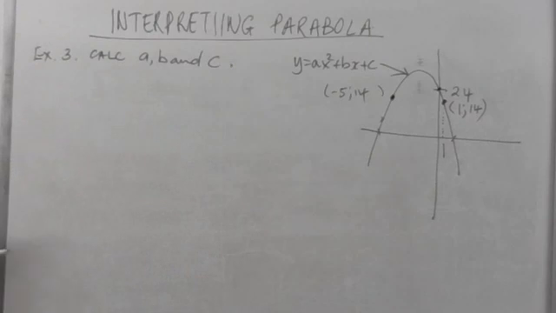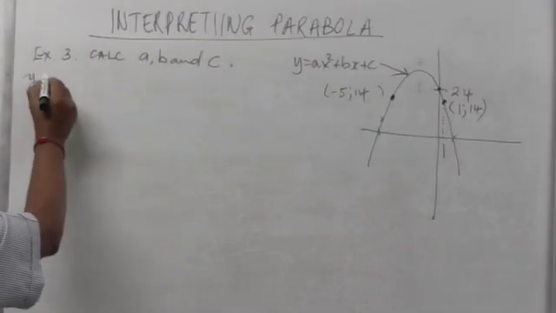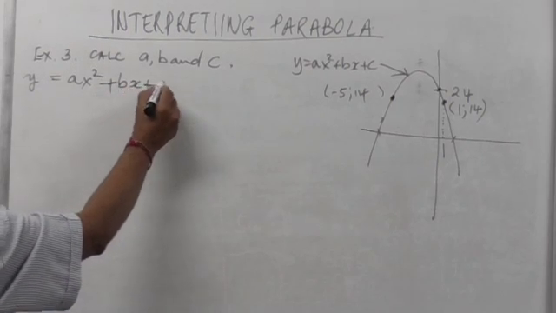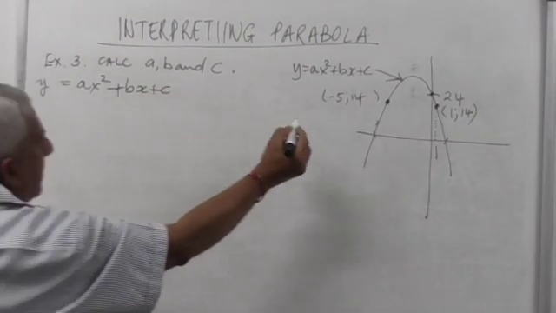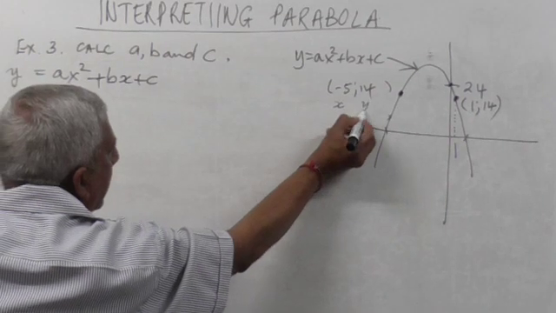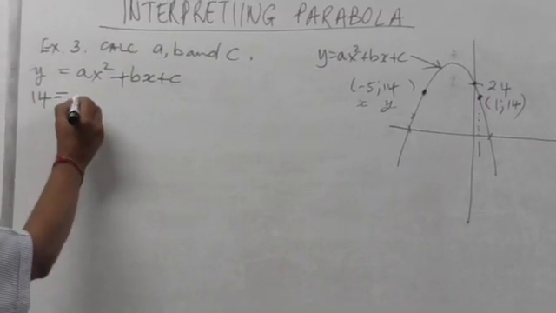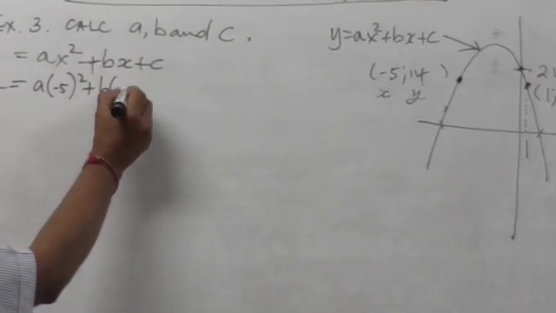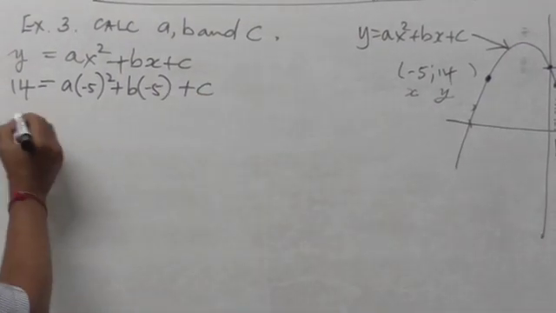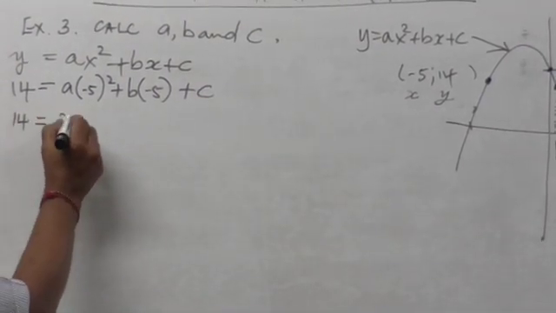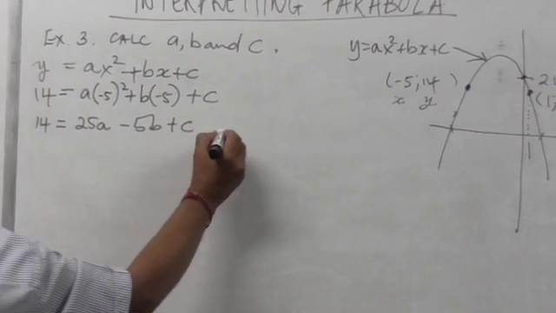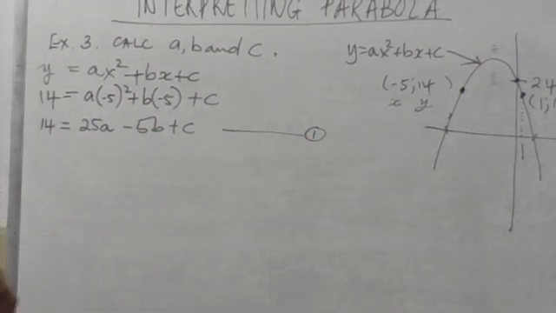So, you are saying that y is equal to ax squared plus bx plus c. And if you use this as your x and that as your y, then you will get 14 is equal to a into minus 5 squared plus b into minus 5 plus c. That will give you 14 is equal to 25a minus 5b plus c. We'll call that equation 1.